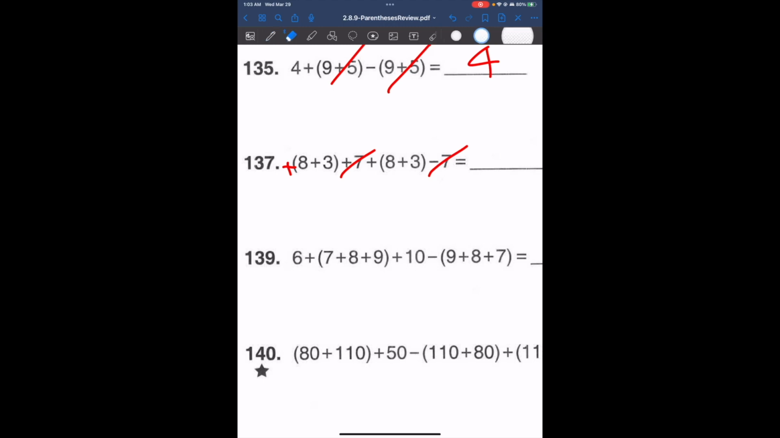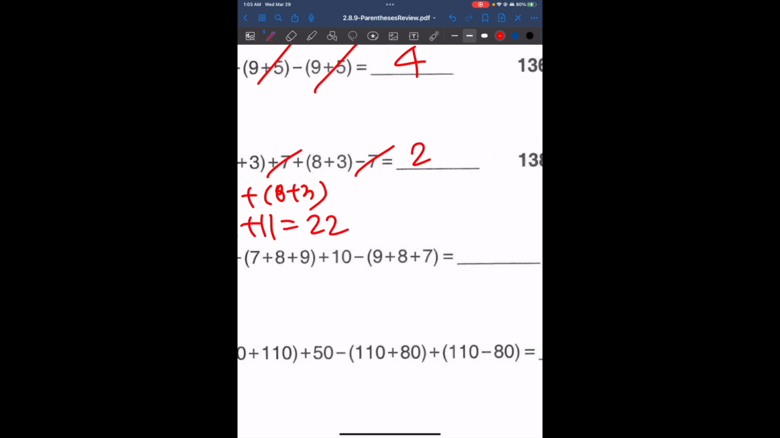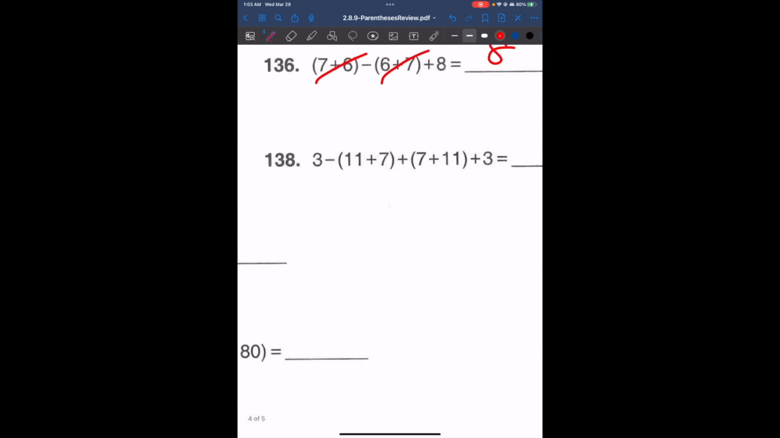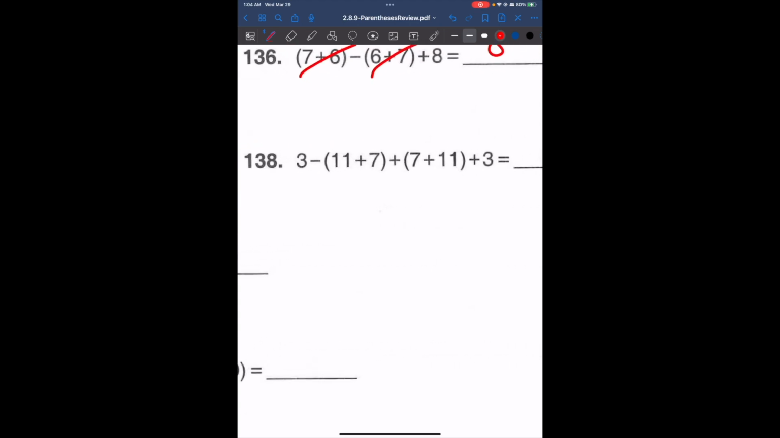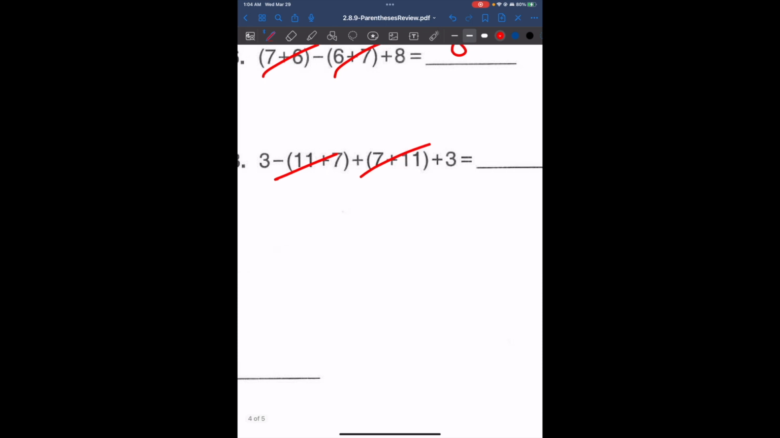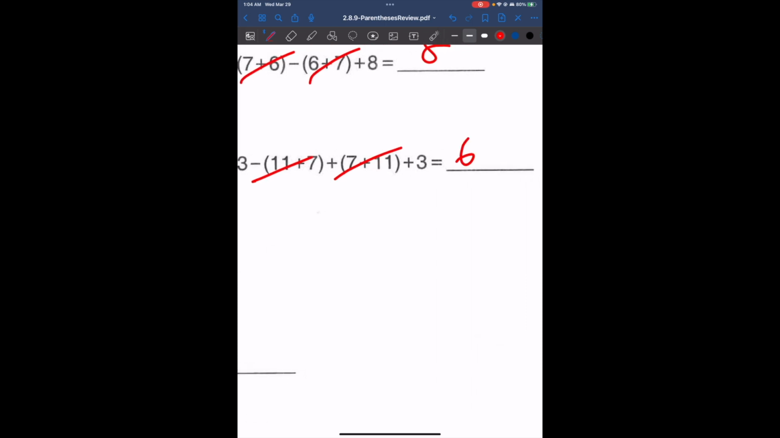So we basically have 8 plus 3 plus 8 plus 3. So it's the same number plus itself. So that's going to be 11 plus 11, which is 22. For here, 11 plus 7 is basically the same as 7 plus 11. One is negative, one is positive. So we can cancel the parentheses out. So we have 3 plus 3, which is 6.